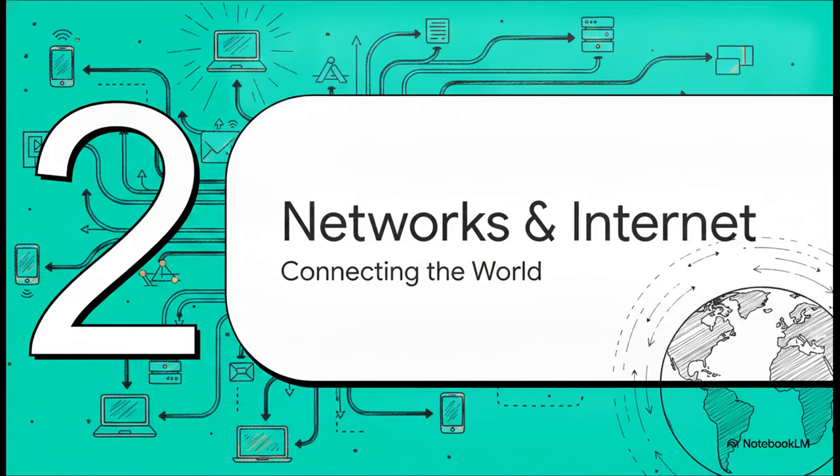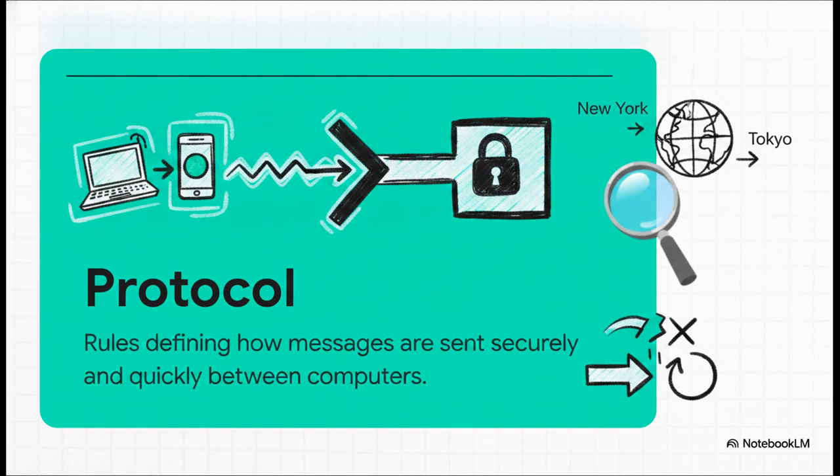Okay, moving right along to Section 2, Networks and the Internet. Now that we've totally mastered the device sitting right in front of us, let's zoom out. How does your single device manage to talk to billions of other devices all over the world? The secret sauce here is that computers need a shared language. In IT, we call this a protocol.